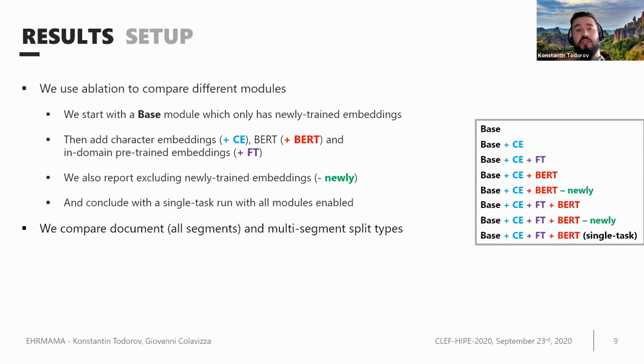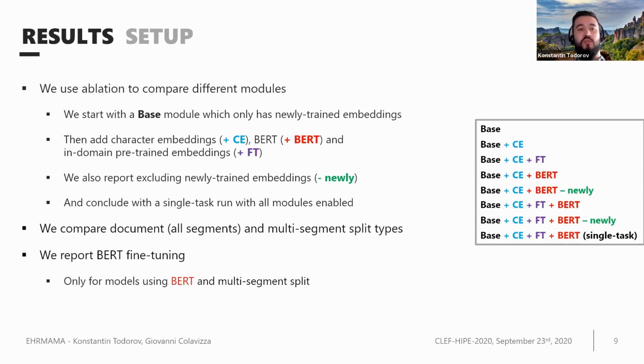But unfortunately, the segment level proved to be performing quite worse. So to this end, we implemented a multi-segment approach, where we are using more than one segment, but most importantly, not all at the same time as in the document level. And furthermore, we also report fine-tuning of BERT. This also must be mentioned: we only report this for the multi-segment split because unfortunately, due to computational limitations, our document split is simply too large to be handled by our computational resources.